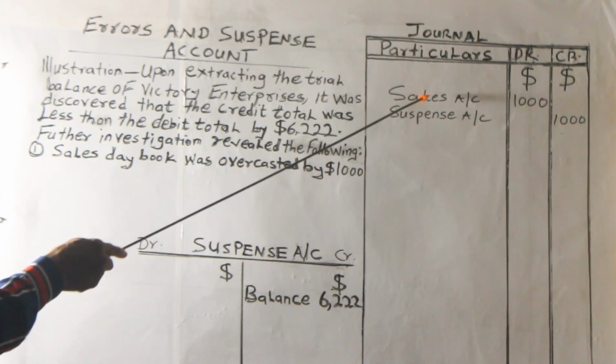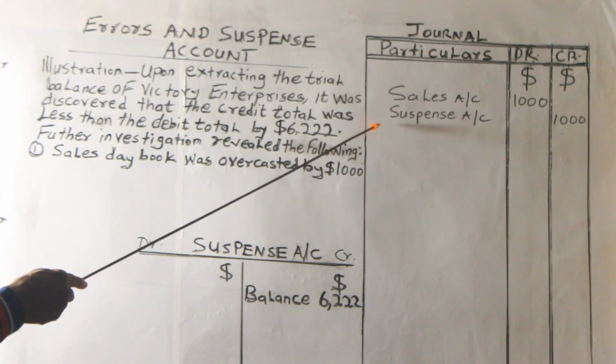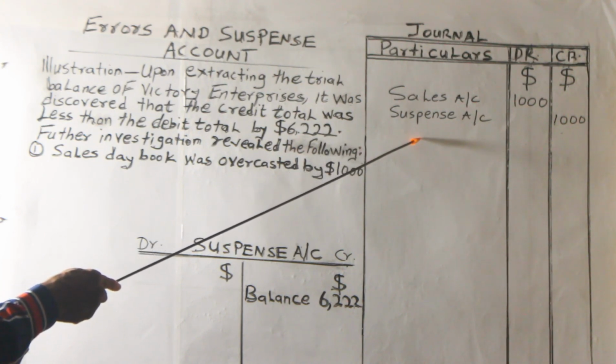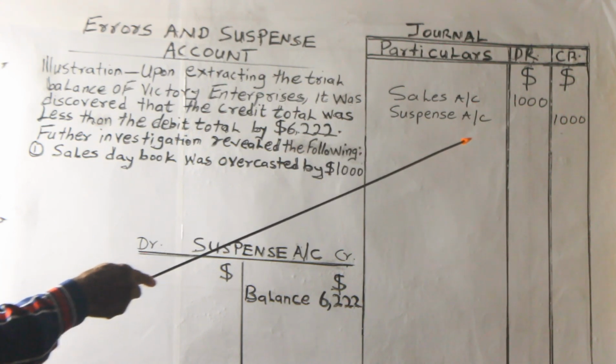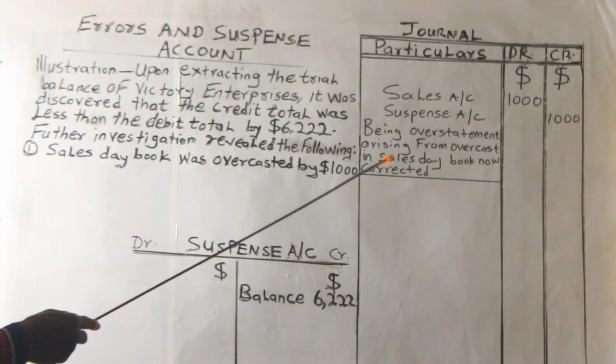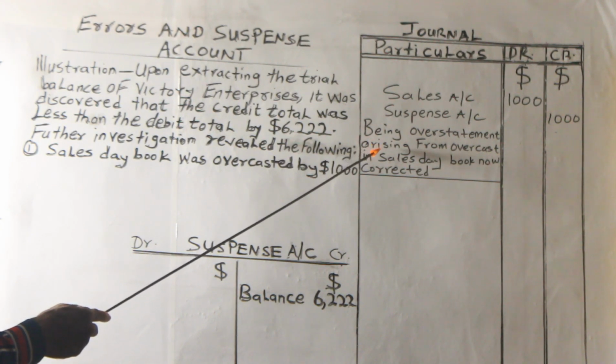So the next thing we do is to make our statement, our narration. Our narration will always begin with the word being. So this is being overstatement in the sales account as a result of overcast now corrected. Or you can choose anything to be your narration. Your narration must be concise, must be precise, concise, and straight to the point.